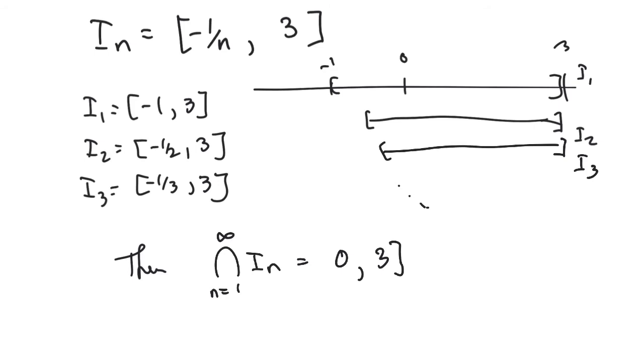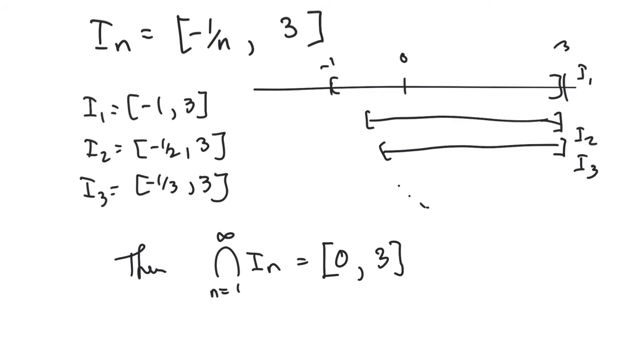Yeah, so I think 0 actually is in every one of those intervals. That means the intersection does include 0, right? So the intersection of these nested intervals is the closed interval from 0 to 3, all right? So this is the setup, right?